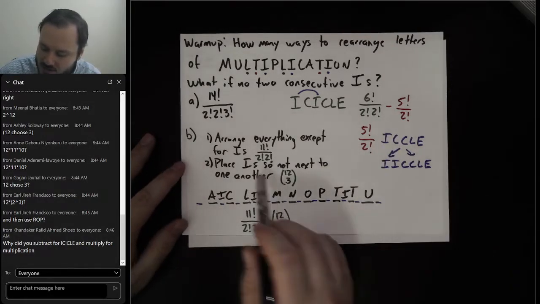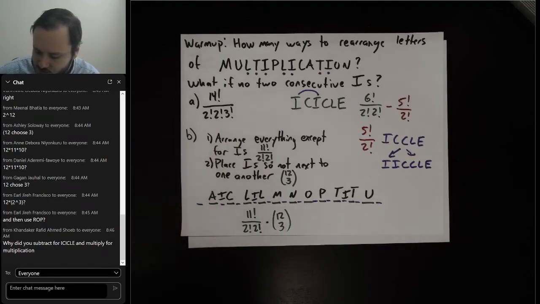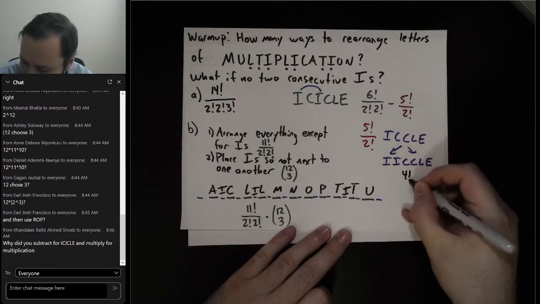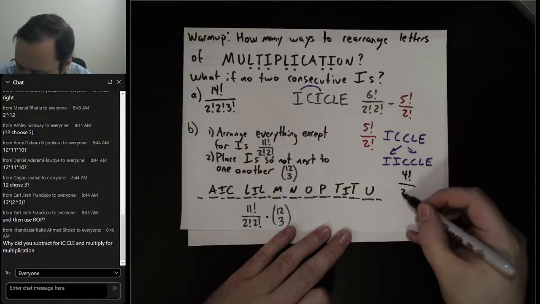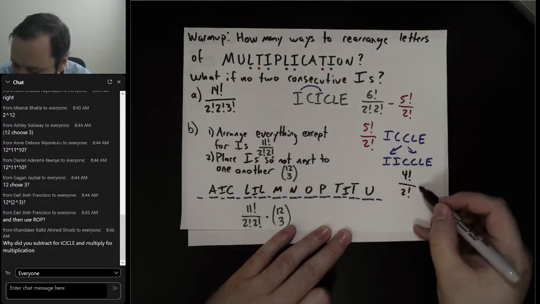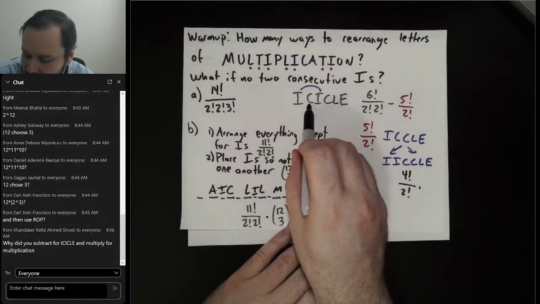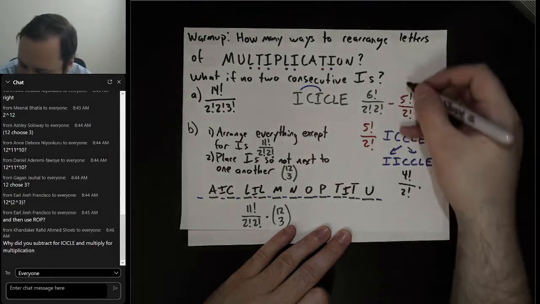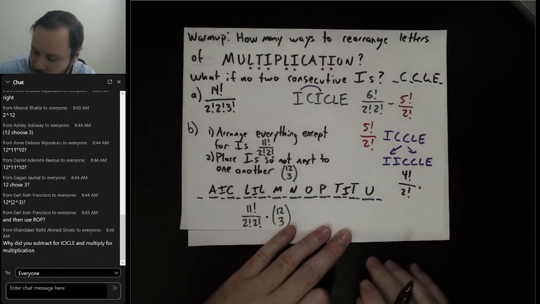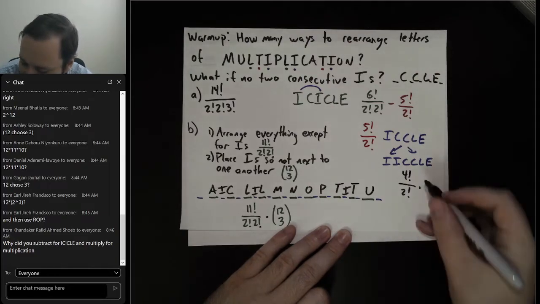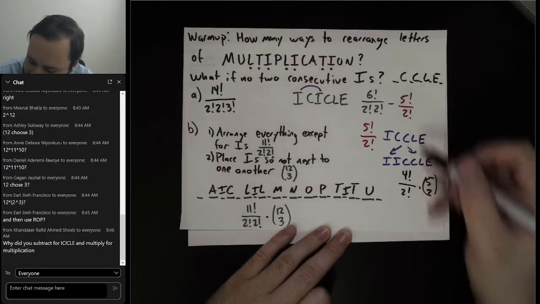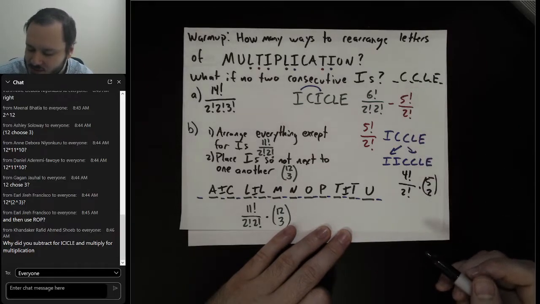Now, it's worth noting, this alternate approach also works in this problem. I could also say that this number is 4 factorial divided by 2 factorial. That's rearranging my C, C, L, and E. And then I want to multiply by how many places I have. So if I have C, C, L, E, now I have 5 places to plop down an I. And I want to choose 2 of them. Times 5, choose 2.